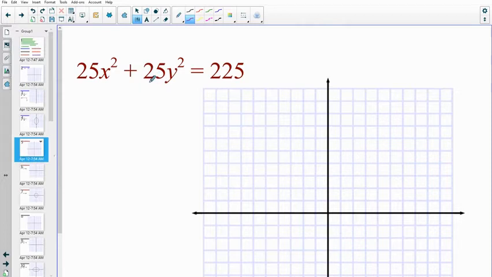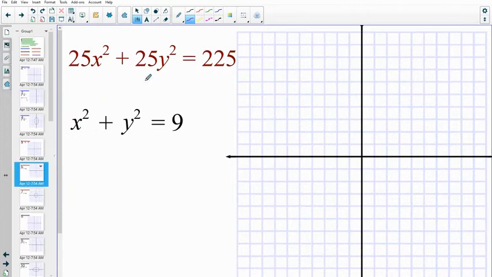So the standard form for a circle is going to be x squared plus y squared equals something squared, which means in this case, I'm going to divide everything by 25, because I need the coefficients on the x squared and the y squared to be 1. And then, of course, 225 divided by 25 is 9. And so there we go. X squared plus y squared equals 9.